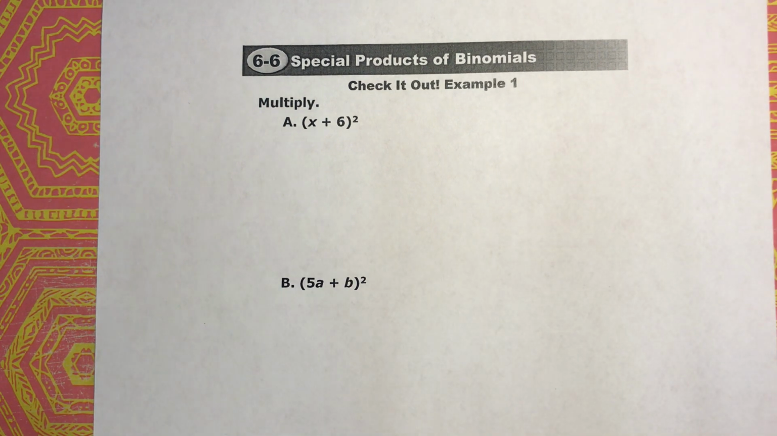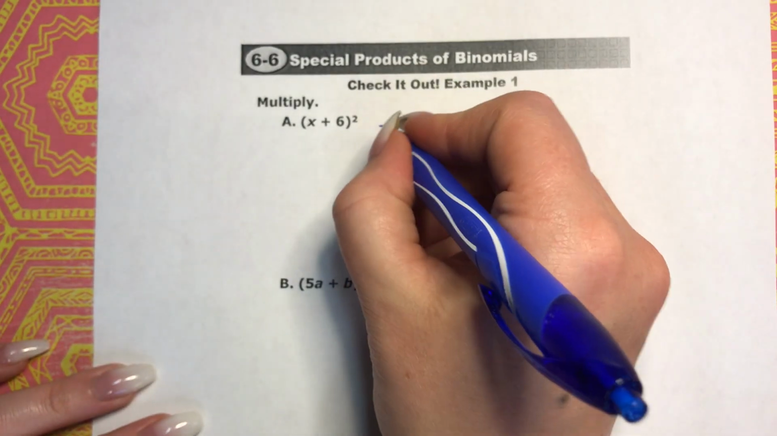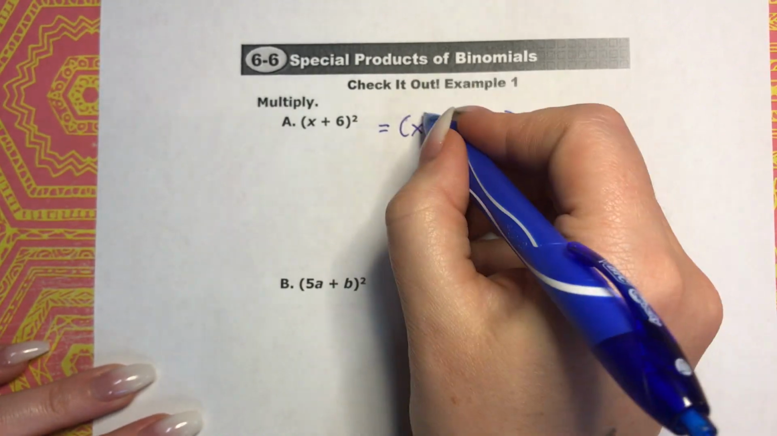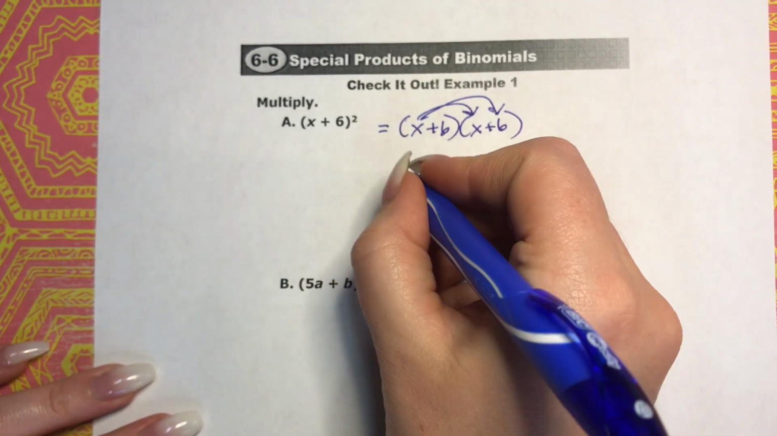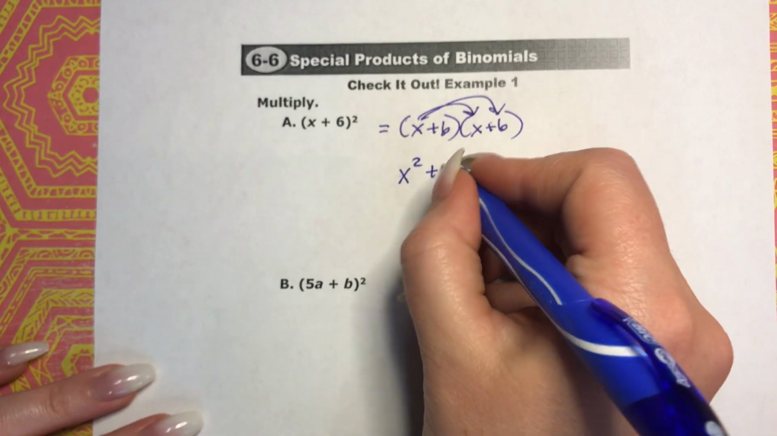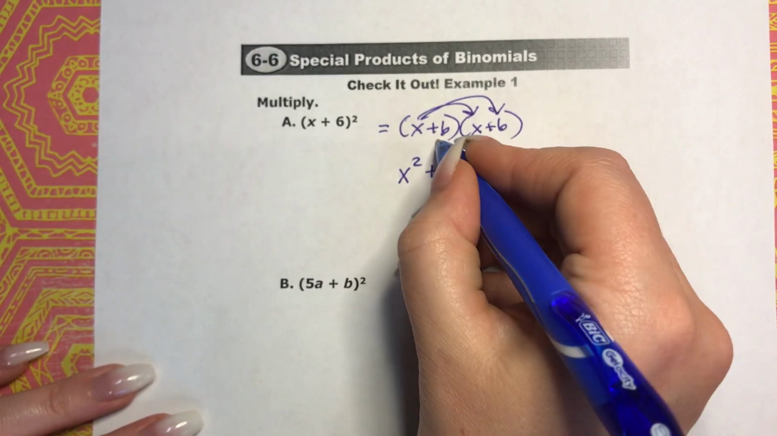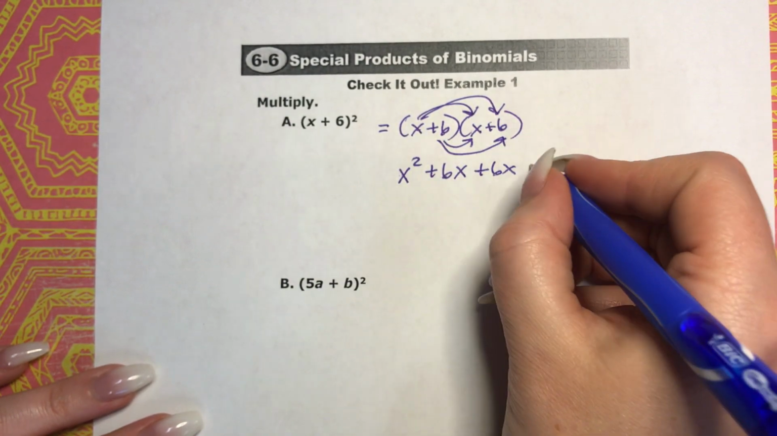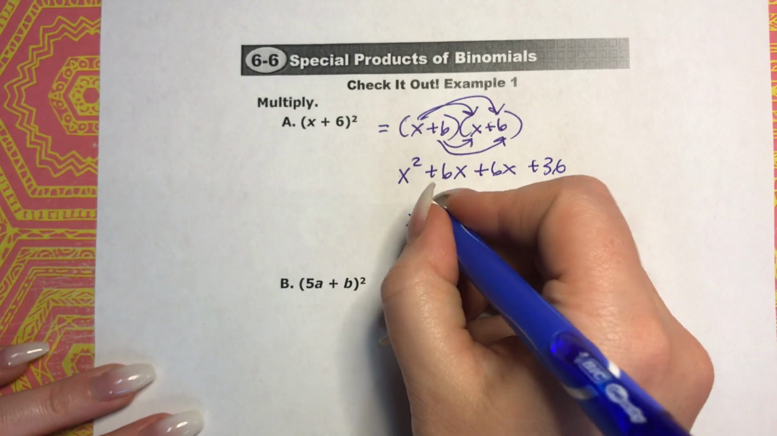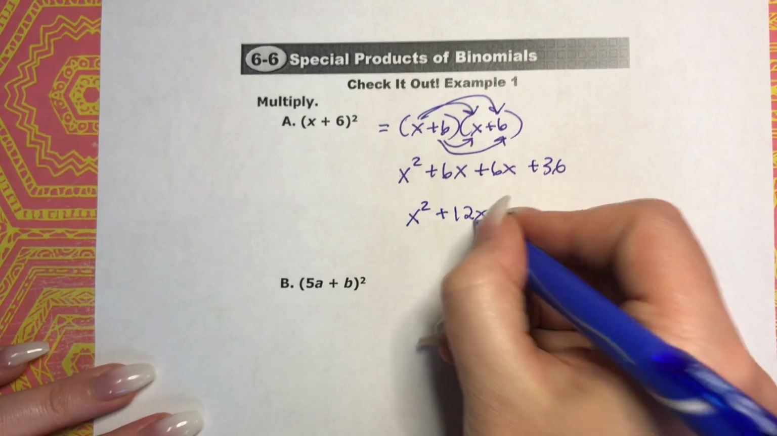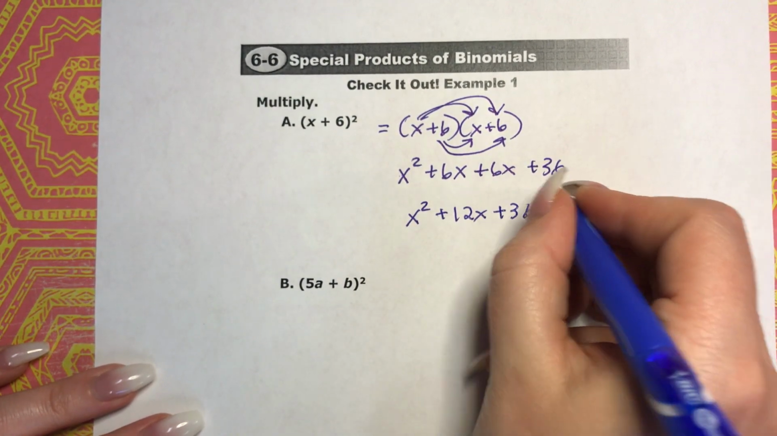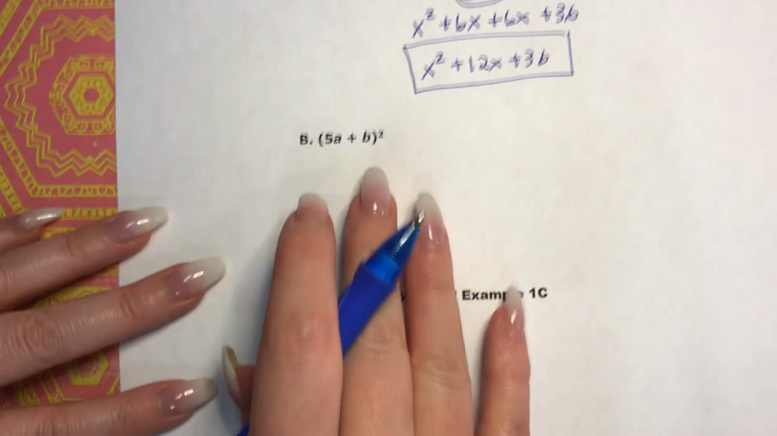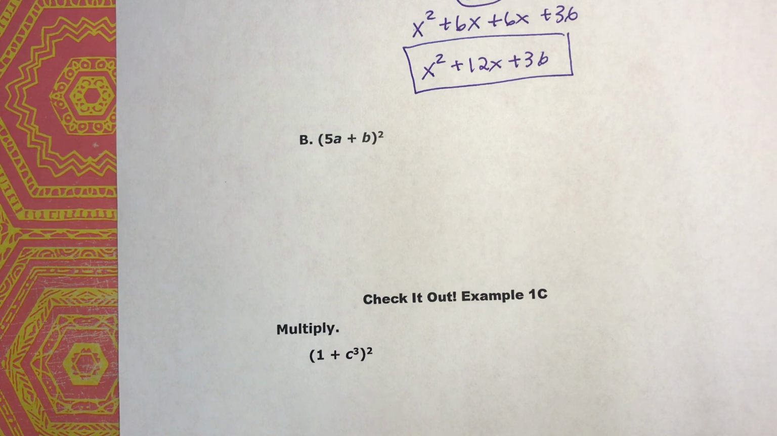Okay, let's see how you did. So this is going to be x plus 6, and then we just FOIL it, right? X times x is x squared, x times 6 is 6x. Then we go to the bottom, 6x is 6x, 6 times 6 is 36. And we have x squared plus 12x plus 36. And that is our answer. So if you got that one right, great job. Let's go ahead and look at B.